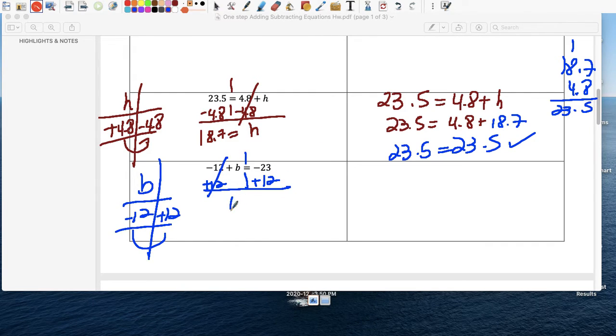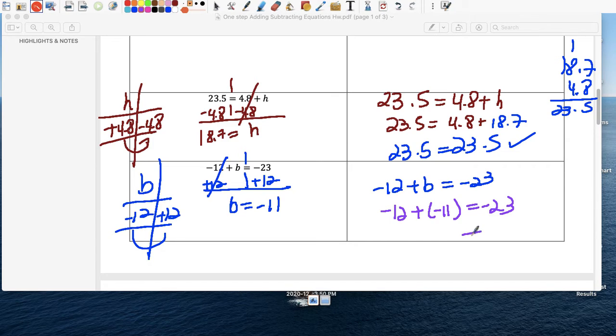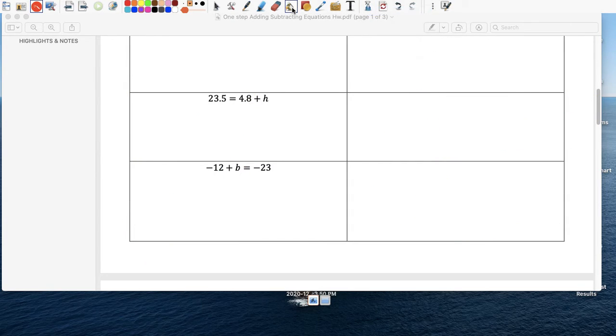Goes away. B equals negative 11 is what I have left over. So let's see if that's true. If I replace the B, so negative 12 plus negative 11, will that really equal negative 23? Yes, it will. Those are addition equations.